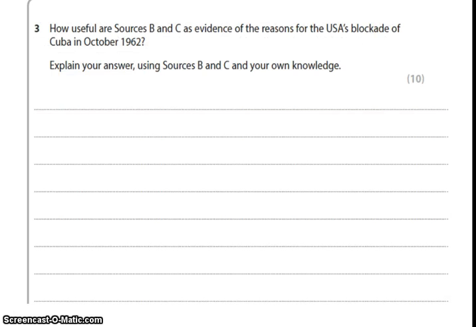When you do this question for real in the examination, you're going to have about 2 sides to fill up. So you've really got to make a sustained judgment as to how useful both sources are. You've got to make sure you surpass the level 2 element of assessing the contribution the sources can make to the specific inquiry, i.e. the reasons for the USA blockade of Cuba in October 1962.